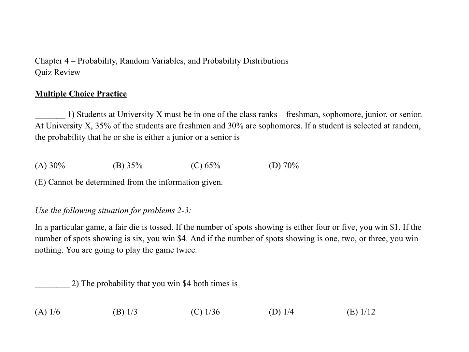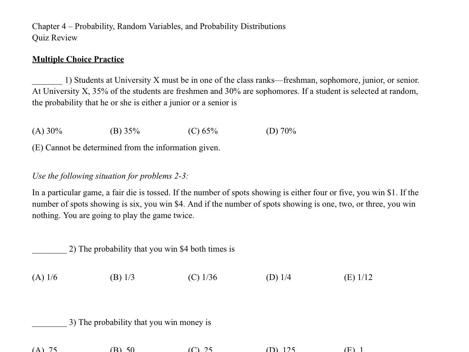So I'm going to go over explanations on how to answer the questions from the Chapter 4 quiz. We're going to start with the multiple choice problem. It says students at University X must be one of the class ranks: freshman, sophomore, junior, or senior. At University X, 35% of the students are freshmen and 30% are sophomores. If a student is selected at random, the probability that he or she is either a junior or senior is.